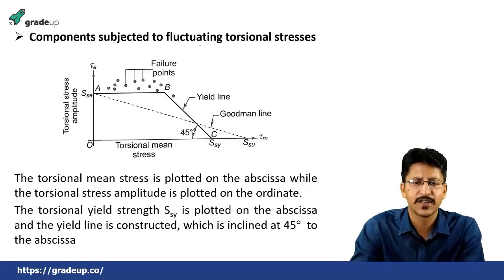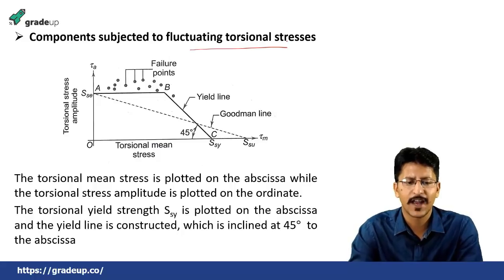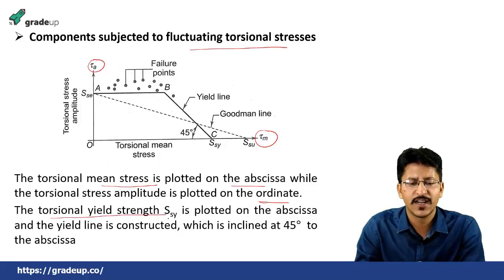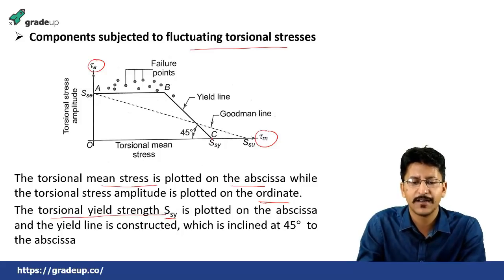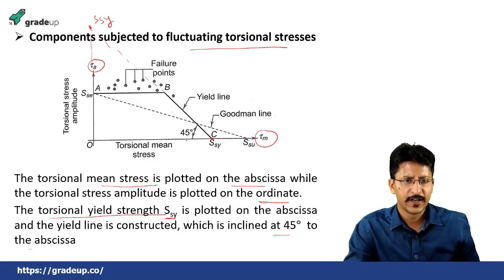Next is the component subjected to fluctuating torsional stresses. In that case, the diagram becomes somewhat like this. The torsional mean stress is plotted on the abscissa, and the torsional stress amplitude is plotted on the ordinate. The torsional yield strength, that is SSY, is plotted on the abscissa, at this point, and the yield line is constructed inclined at 45 degrees to the abscissa. So this line will go here and join here. This point will again be SSY. So this will be a yield line at an angle of 45 degrees.